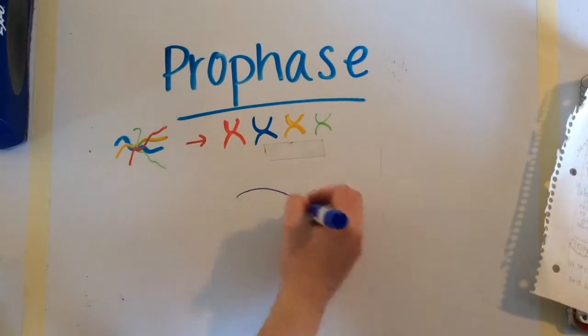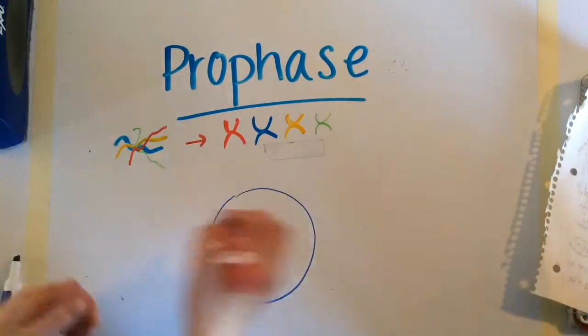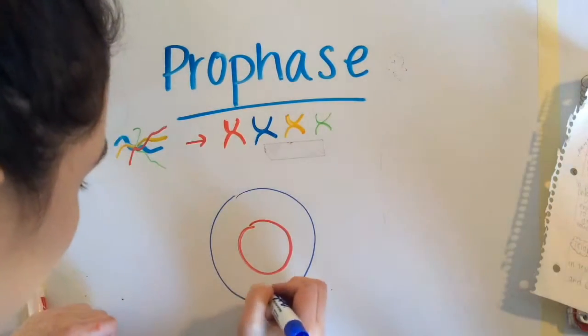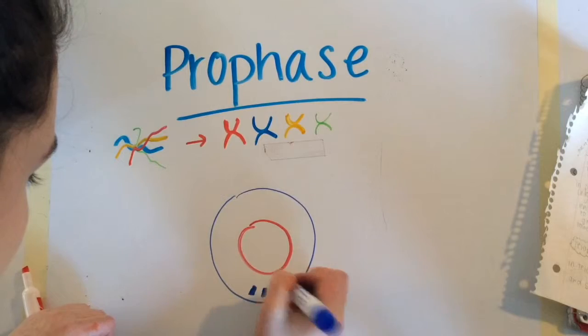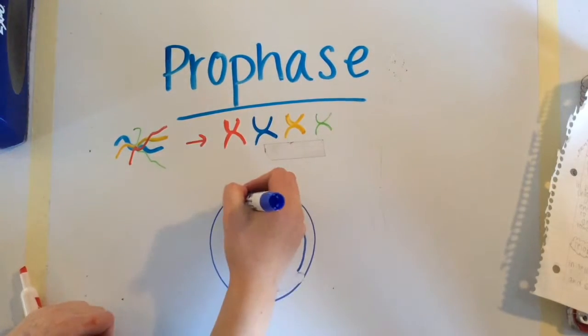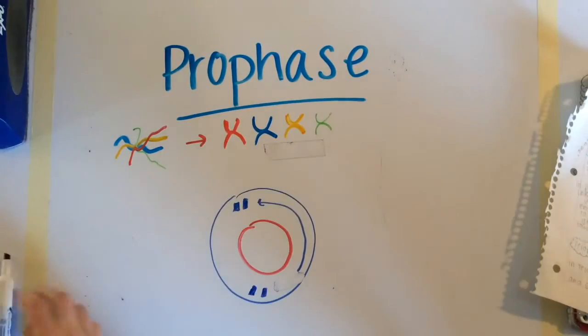In prophase, chromatin condenses into coiled chromosomes. Each side is made up of an identical sister chromatid. The nuclear envelope breaks down and the centrioles move to opposite sides of the cell. Spindle fibers grow from the centrioles and direct themselves towards the cell center.